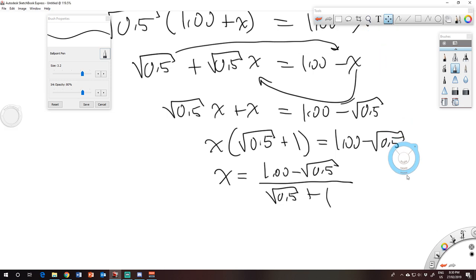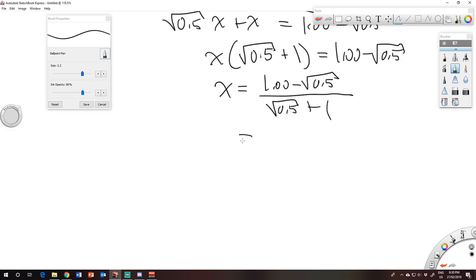Okay, and then let's carry out that calculation. So carrying out that calculation, we get the following. Let's see, 1 minus square root 0.5 divided by square root of 0.5 plus 1. Oops. Properly in my calculator. So I got an answer of x equals 0.1716. So that's the change.